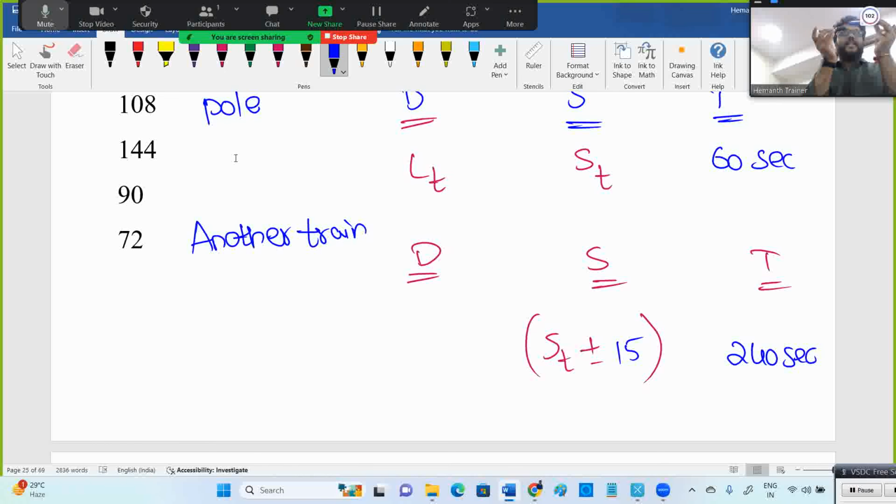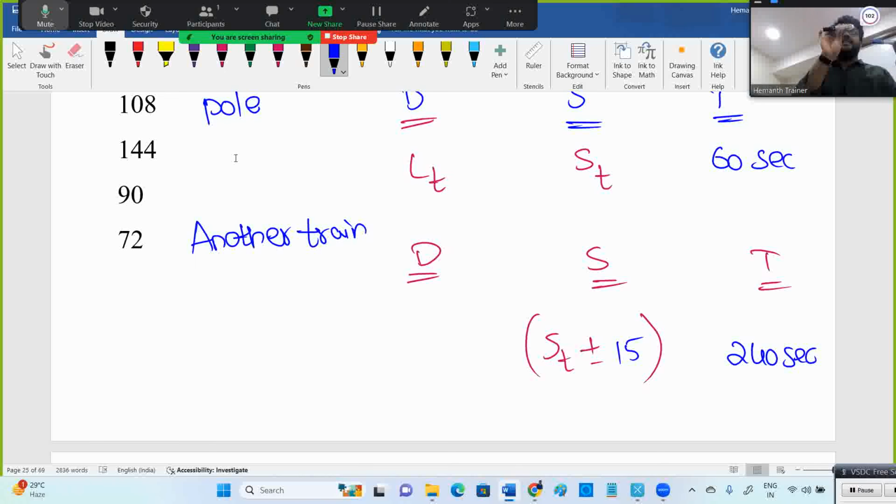Here the position is like this: when train 1 is crossing train 2, it means train 1 is covering train 2's length, with this being the front of train 1. This should be the situation. So two trains' lengths are required. This is opposite direction, sir. Same direction also. This should go on to cross.